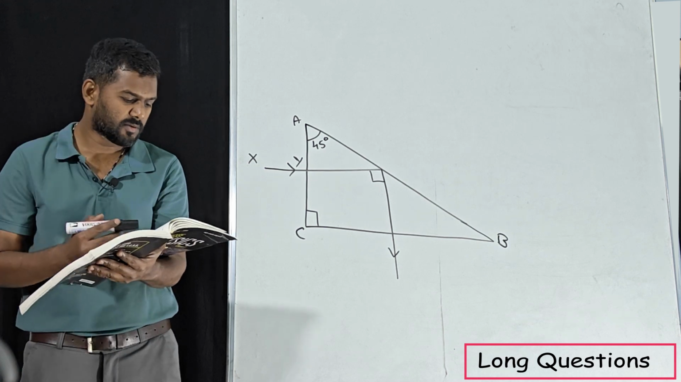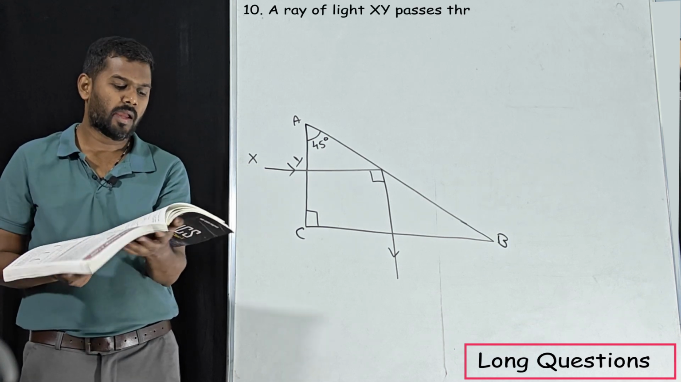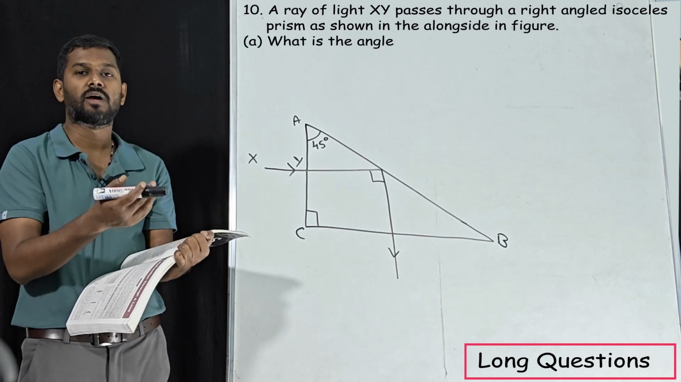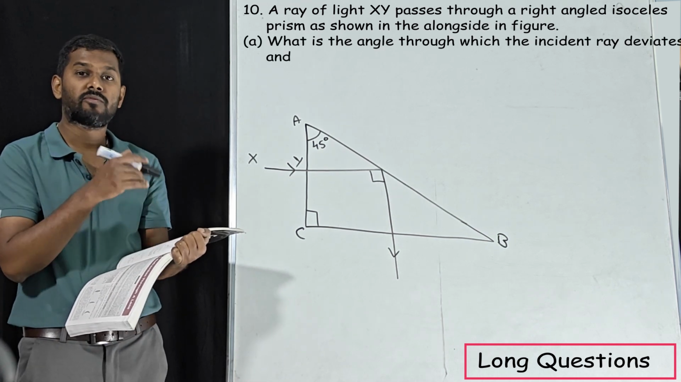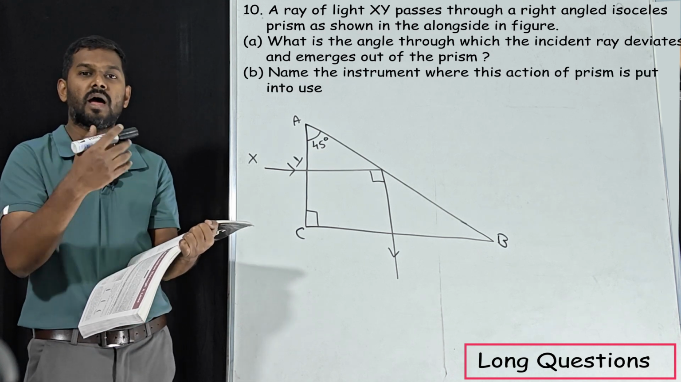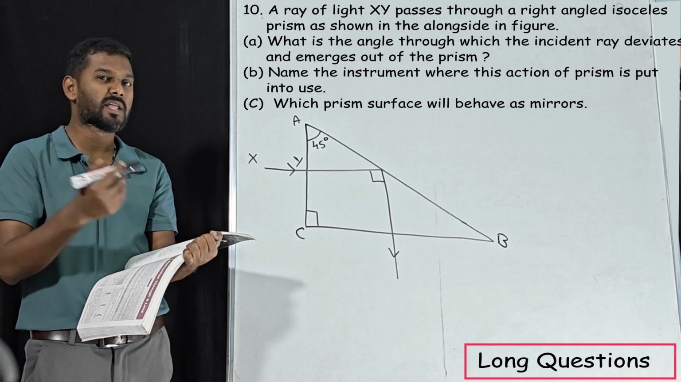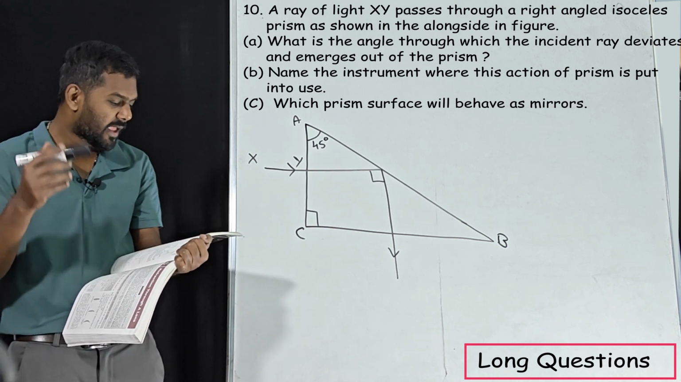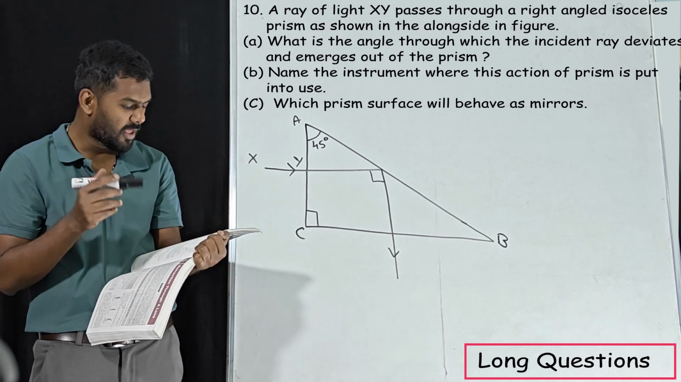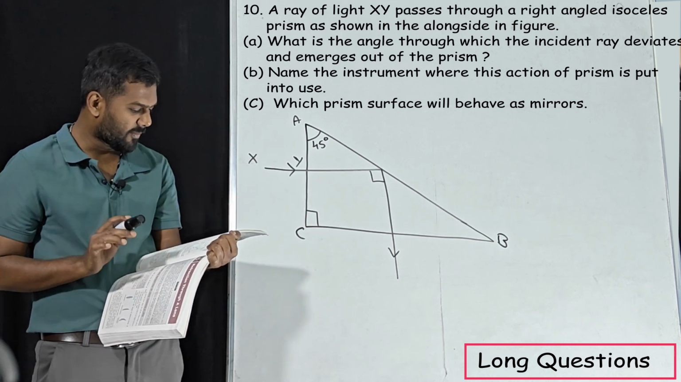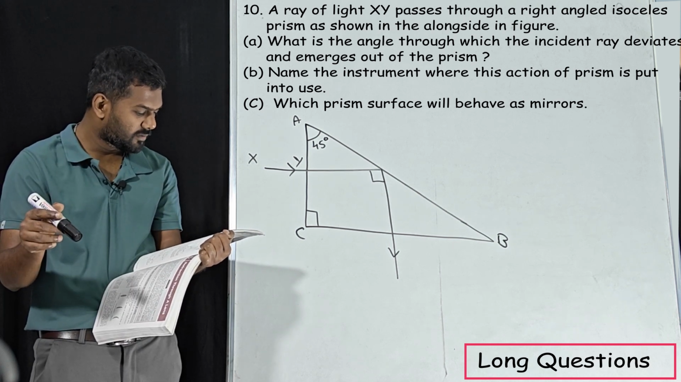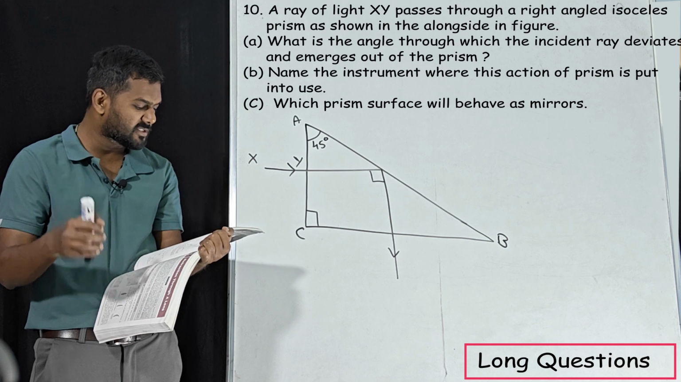That's it. Our next question, the ray of light xy. See, this is the ray xy. This question is different. Why are we using the textbook now? Because we are using the latest edition, the 2025 edition textbook. In that, some questions are changed and some are upgraded. That's why this is an upgraded question. Now see, a ray of light xy passes through a right angled isosceles prism, as shown in the figure. Now what is the angle through which the incident ray deviates and emerges out of the prism?